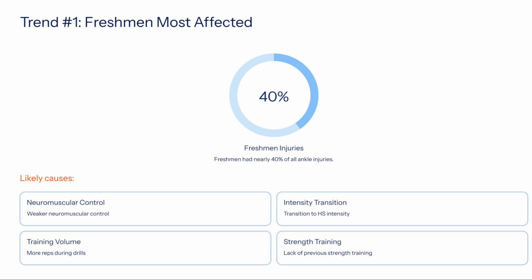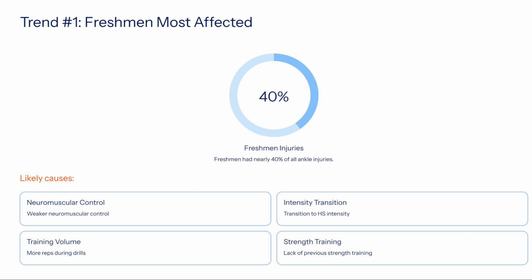With that being said, intensity transition. It is a big transition coming from the middle school into the high school setting. So that is one of the biggest things, is the intensity level of that and the training volume. They're doing way more reps during drills. They're doing way harder drills. And then also strength training.